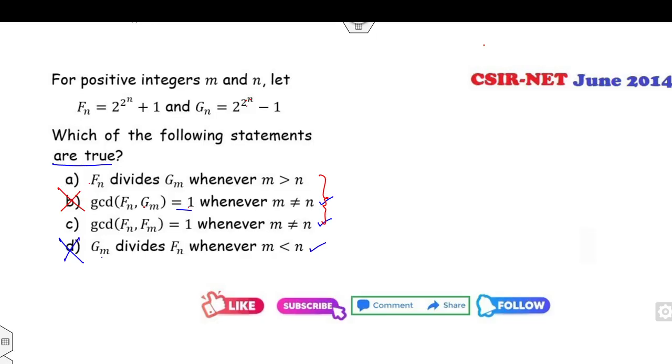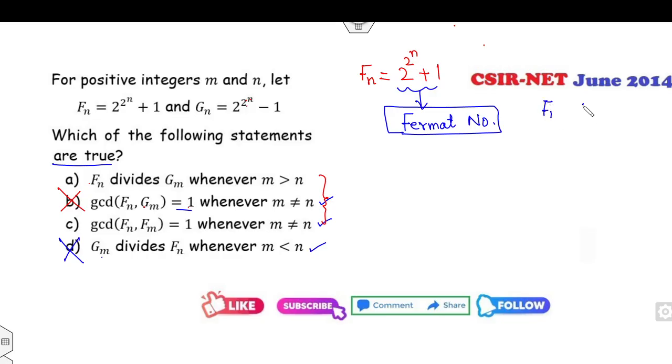Now, how can you check about A and C? Firstly, we can think about the third option. Third option is only F. F is 2 raised to power 2 plus 1. Do you know which number this is? This is called the Fermat number. And for the Fermat numbers, if you calculate F1, F2, F3, they are always co-prime to each other. Once they are co-prime, their GCD, Fn, Fm is always 1. So the third option is the correct option.